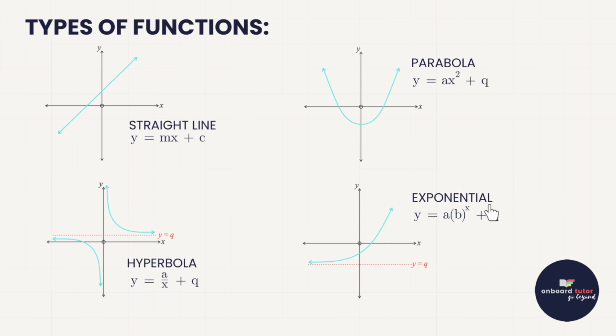And then the exponential graph, y is equal to a times b to the x plus q. When you see the x in the exponent, then you know you're dealing with an exponential graph, and that's one that grows quite rapidly. This a value will tell us if it occurs above or below its asymptote. The q value here is also the asymptote, just like it was in the hyperbola. And then the b value, if it's a whole number greater than 1, you'll see an increasing function. And if it's a fraction, somewhere between 0 and 1, then you'll see a decreasing function.